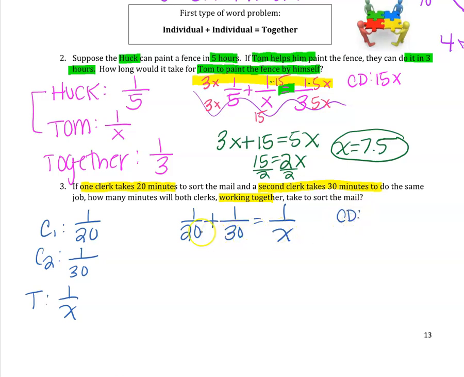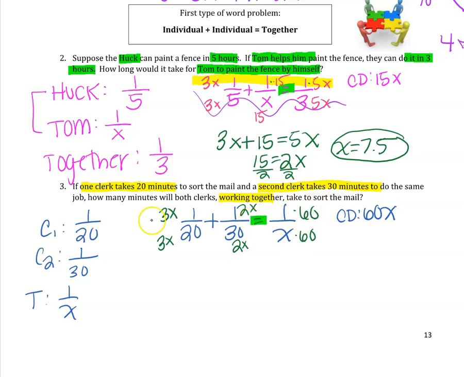I'm personally recognizing that I could take 20 and turn him into a 60 just as easily as I could take 30 and turn him into a 60. So I'm personally going to use 60x, but you could use 600x as well. Your numbers would just be bigger. So that means the first guy would need a 3x. Second guy would need a 2x in order to create a 60x. Last fraction needs a 60.